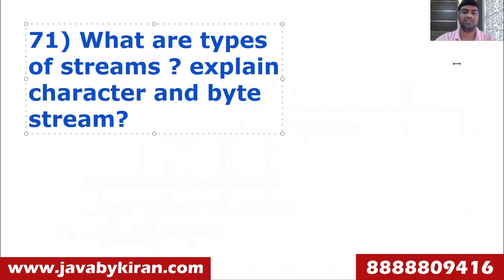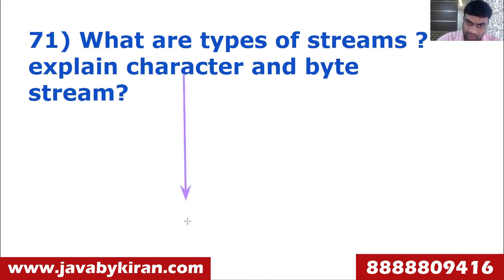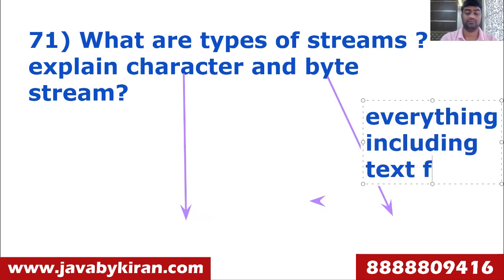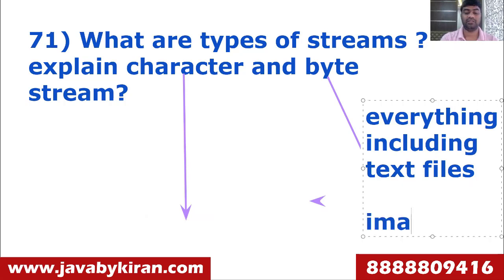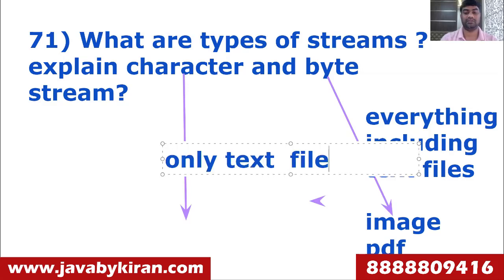71st question. This character stream and byte stream, here you should say it is used for reading text files. It is used for reading everything including text files. Then just give examples like image, PDF, like that. Here, only text files, only text files.